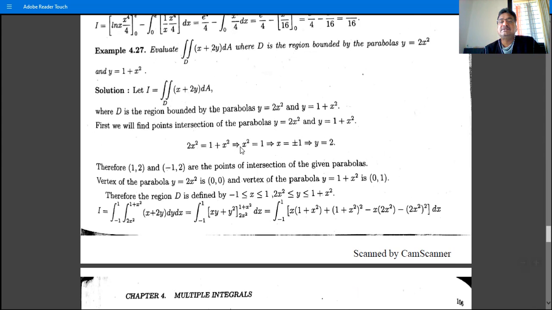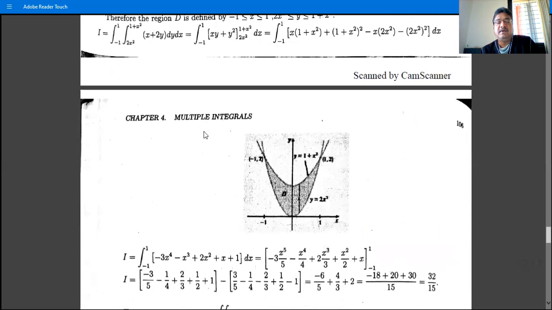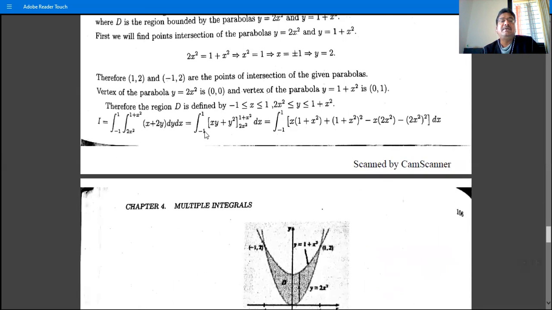So 2x square is 1 plus x square, means x square is equal to 1, and therefore x is plus or minus 1. If x is plus 1, then y is 2. And so (1, 2) and (minus 1, 2) are the two points of intersection. And therefore x runs from minus 1 to 1, and y runs from 2x square to 1 plus x square. So without drawing the figure, we can also write the lower limit and upper limit.